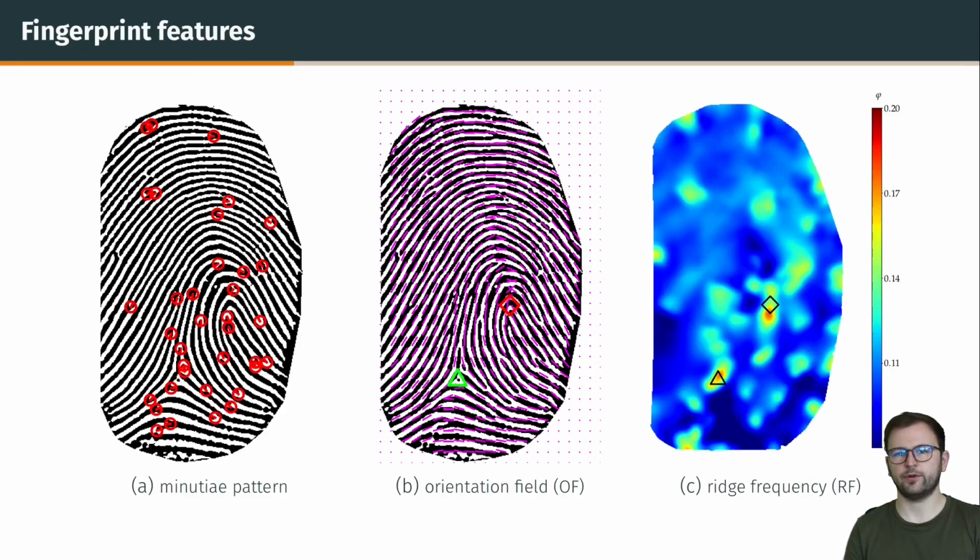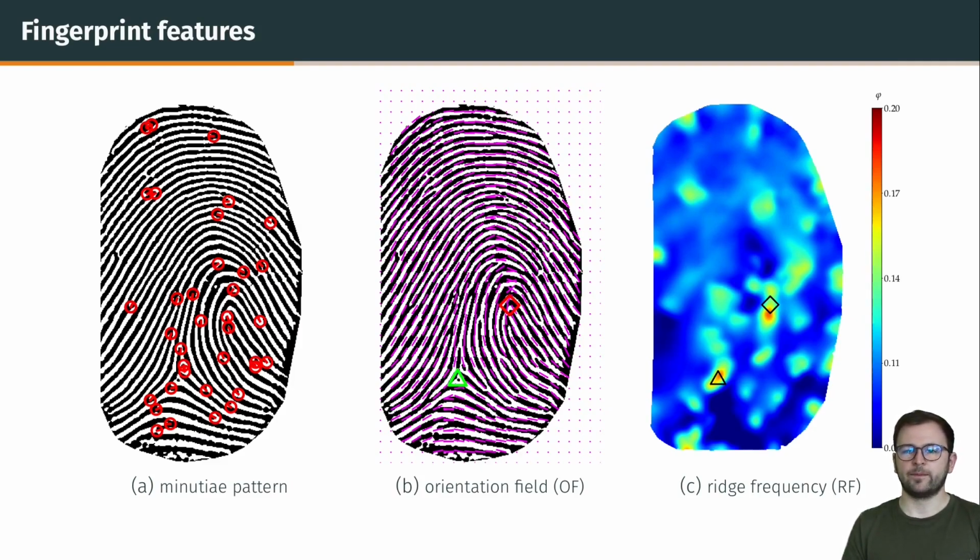So, to ensure that we're all on the same page, let me introduce some fingerprint terminology. The point patterns here on the left panel in A are called minutiae points. You consider this line pattern, the so-called ridge line pattern. These are the black lines in the image. Whenever these black lines either end or fork, you mark this point with a red dot. These points form the minutiae pattern.